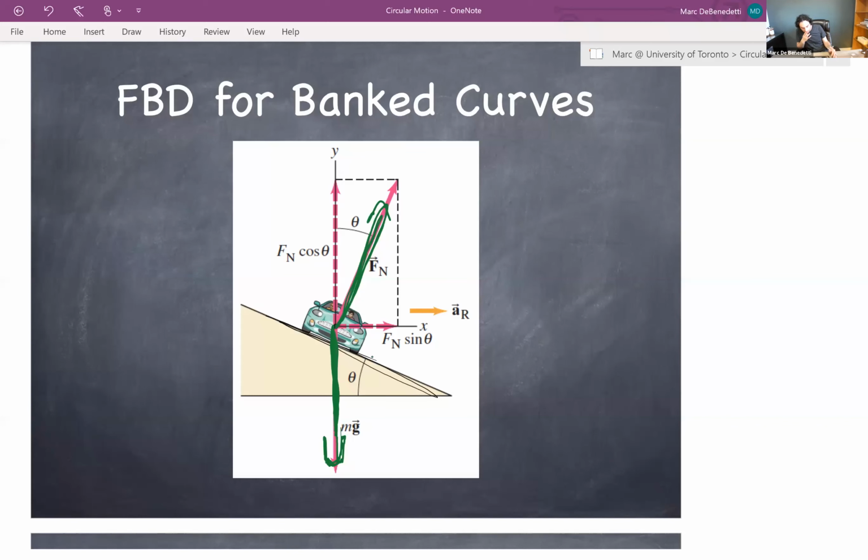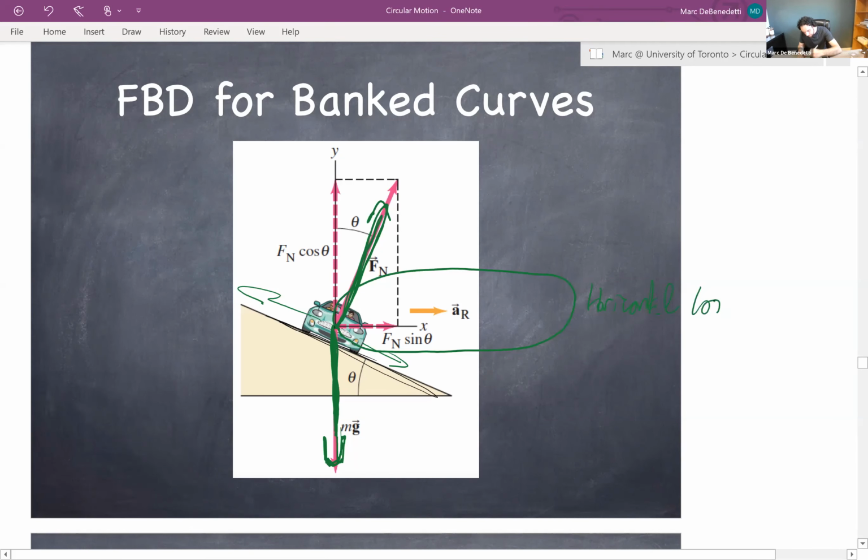Now, on circular banked curves, the car is still traveling in circular motion. The car is not traveling up the ramp, and the car is not traveling down the ramp, right? It's like the tether ball. There's an angle in the tension, but the result for the tether ball itself is just a perfectly horizontal loop. So even though this road is on an angle, the trajectory is still a horizontal loop.